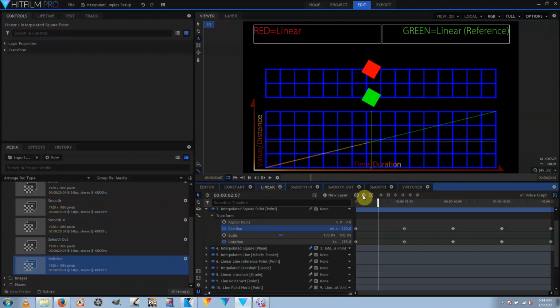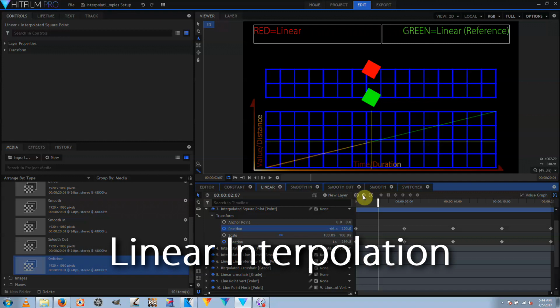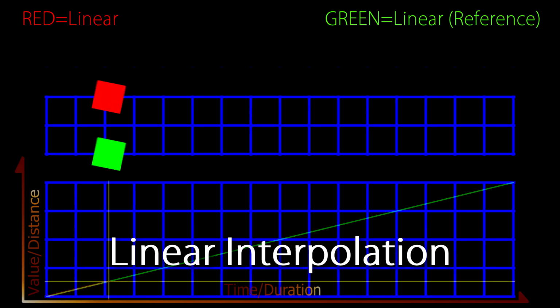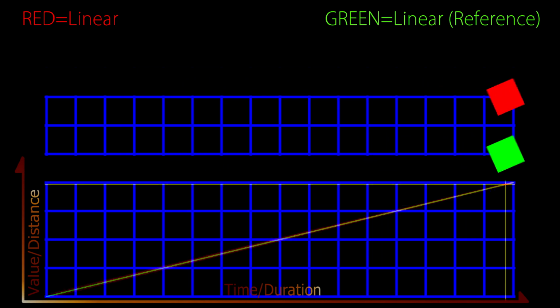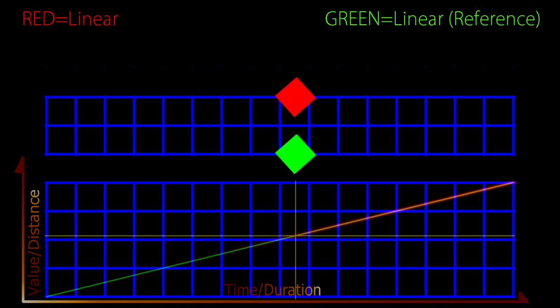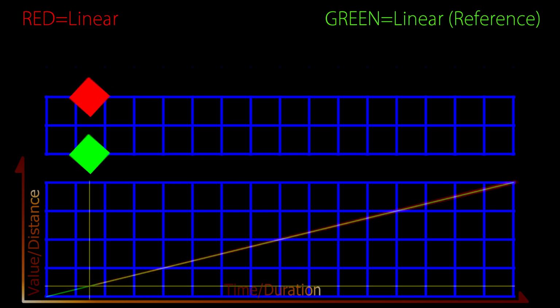So, let's move on to looking at the keyframe interpolation curves. Hitfilm's default interpolation curve is linear. With linear interpolation, the duration of the change between the two values is broken up evenly, and the interpolated values are spread evenly between the two keyframes.